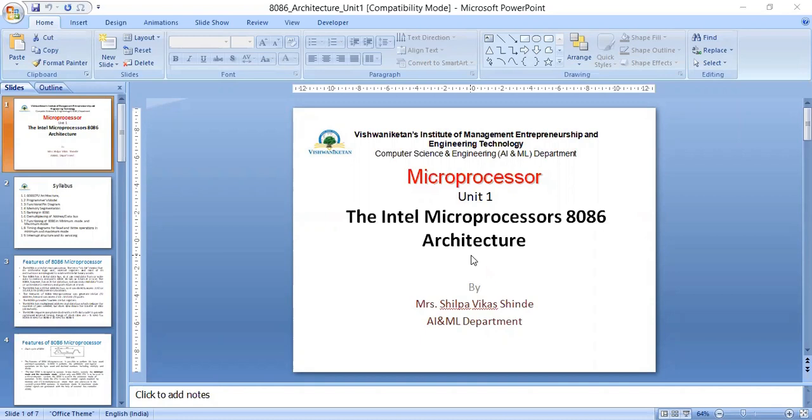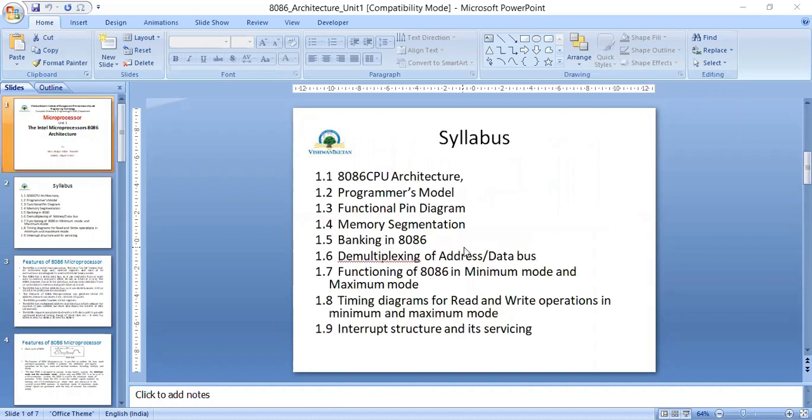Hello everyone, this is the first lecture of microprocessor, and in this lecture we are going to learn the features of 8086, and the main point that we will discuss afterward is the architecture. So in the first unit, this is the syllabus of the unit, and in the first unit we are going to learn the architecture diagram and the modes of operations of 8086.